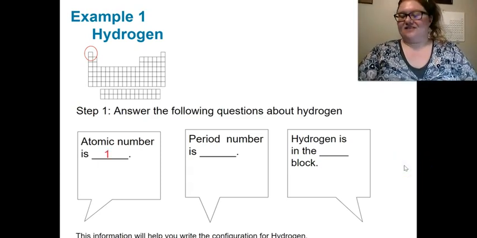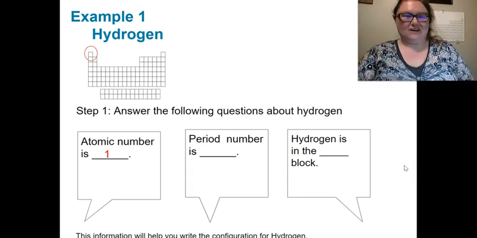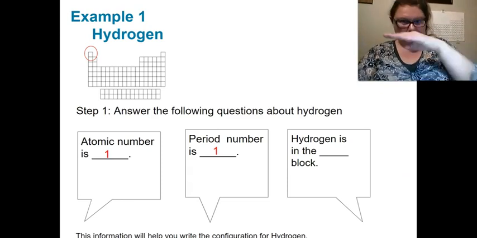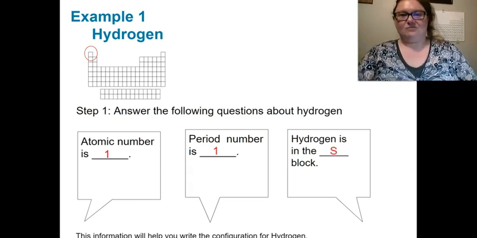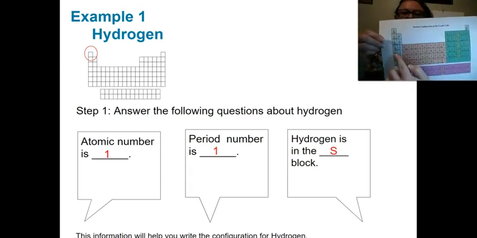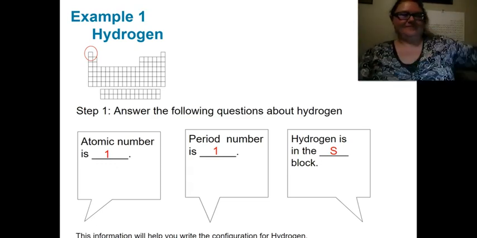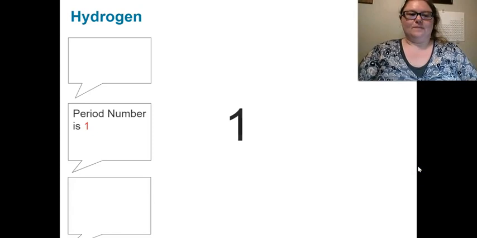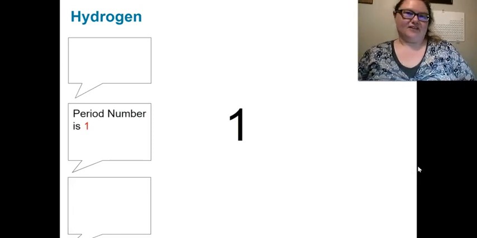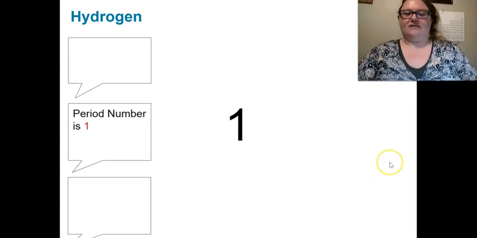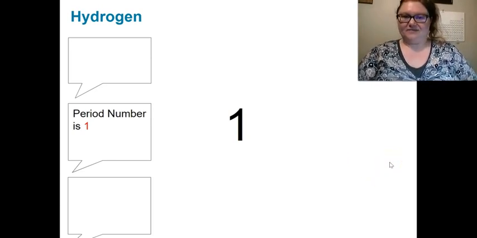That's getting your start with doing an electron configuration. So again, hydrogen's the smallest element. It only has 1 electron, so its atomic number is 1. The period is also 1 because it's in the top row. And it's in the S block because the S block is the furthest over to the left on the periodic table. So we've established this, and the period is 1. That tells me the energy level, so I can write a large 1 to start my electron configuration.